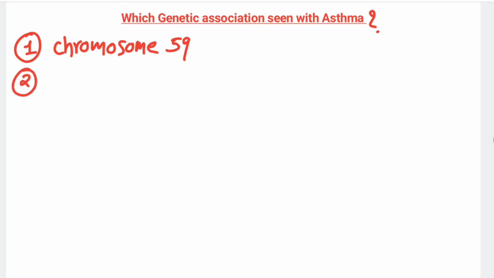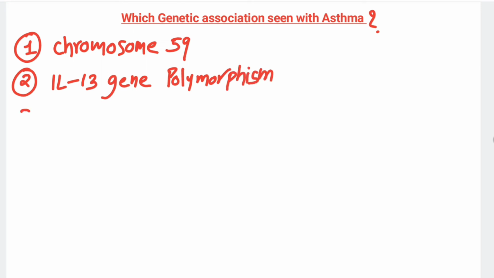All right. Now let's see which genetic associations are seen with asthma. Genetic association has been researched in depth. The first genetic association we have discussed in the etiology section is chromosome 5, the long arm of chromosome number 5. The susceptibility locus is present on that. Second, interleukin 13 gene polymorphism is associated with asthma. Third, HLA class 2 molecule is also associated with type 1 hypersensitivity as it regulates IgE synthesis.